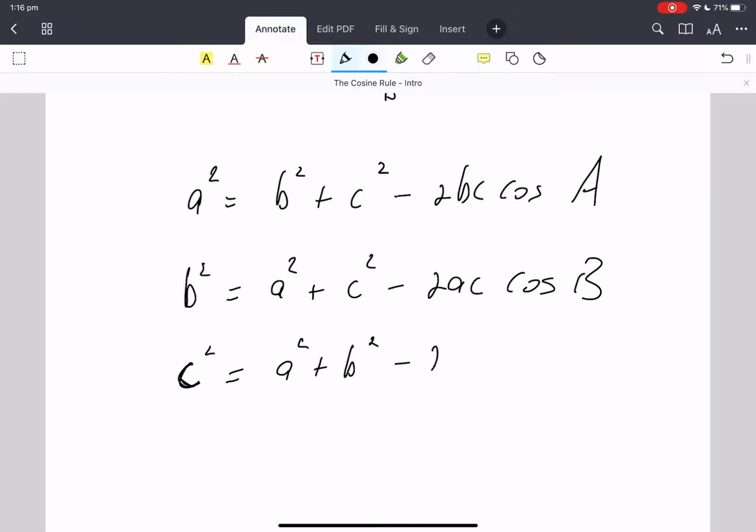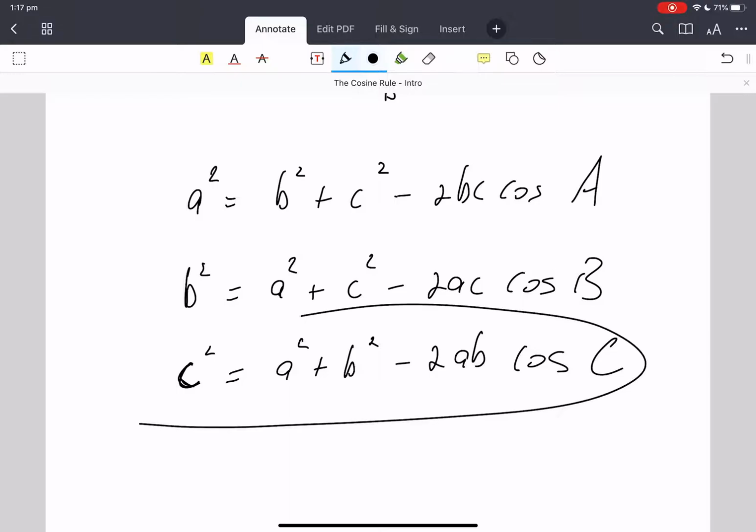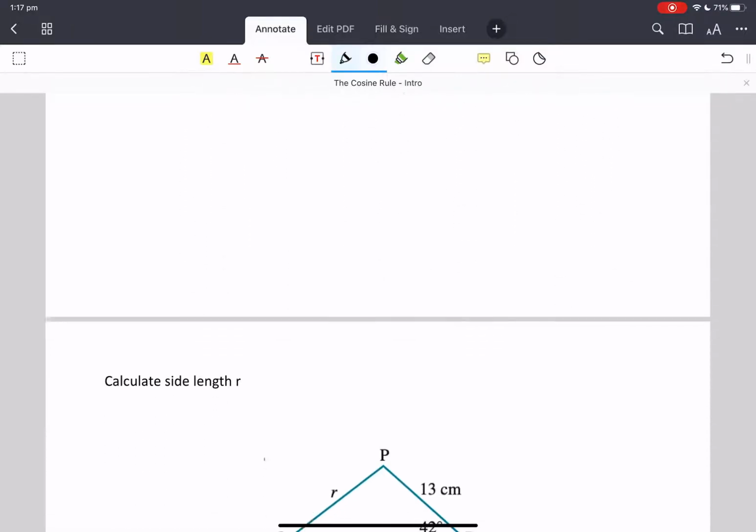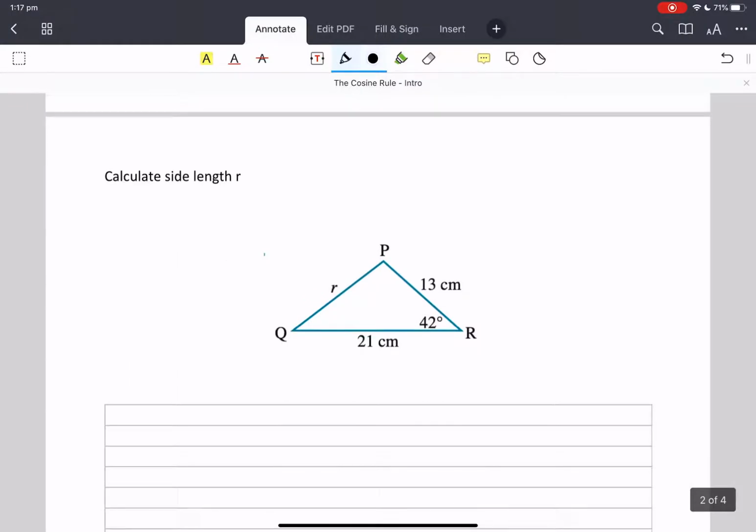And it's minus 2 times whatever these things are. And then cos the angle opposite that. I think this one is the one in your formula sheet, but clearly they're all exactly the same. Quite easy to apply in simple situations.